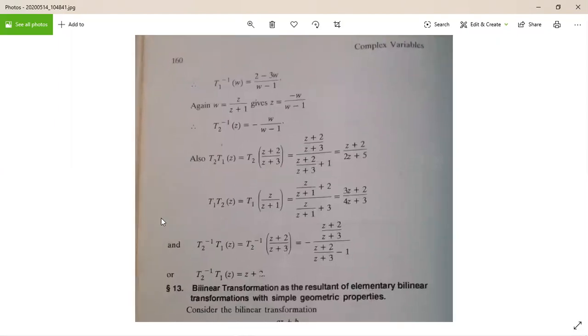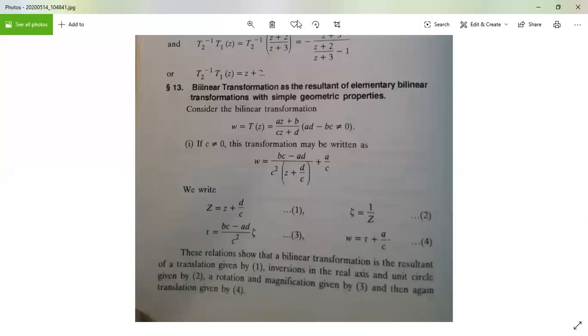In the next class, I will show the binary transformation as a resultant of elementary binary transformations with simple geometric properties. Let us consider for this omega equals P of z equals (az plus b) by (cz plus d), where ad minus bc is not equal to 0. If c is equal to 0, it is not equal to 0.